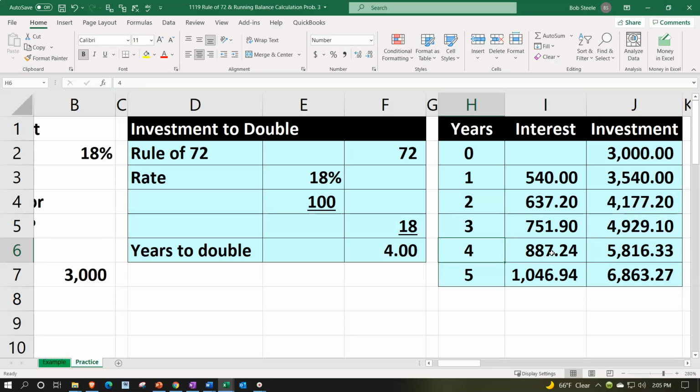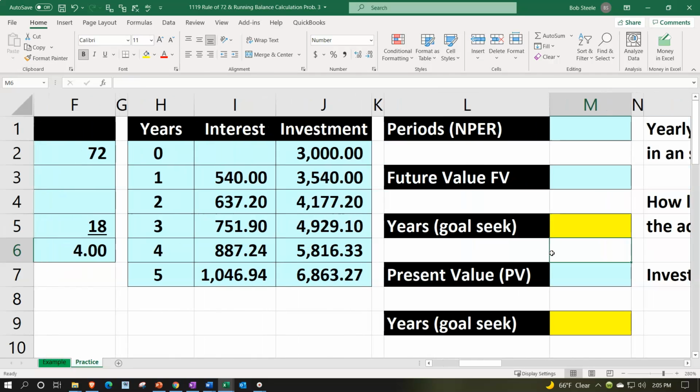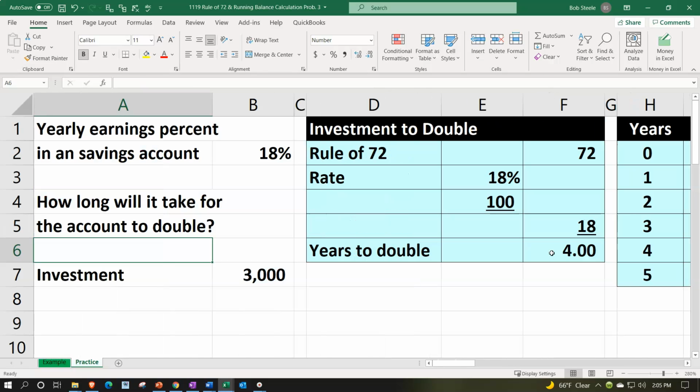We could make it more exact with this running balance to try to figure out the fraction of a year and whatnot. But we'll leave it there for now, and we'll get to those more exact calculations over here next time when we start to do our calculations with functions in Excel. Then we'll use tables, and then we'll use the mathematical formulas to do the same stuff.